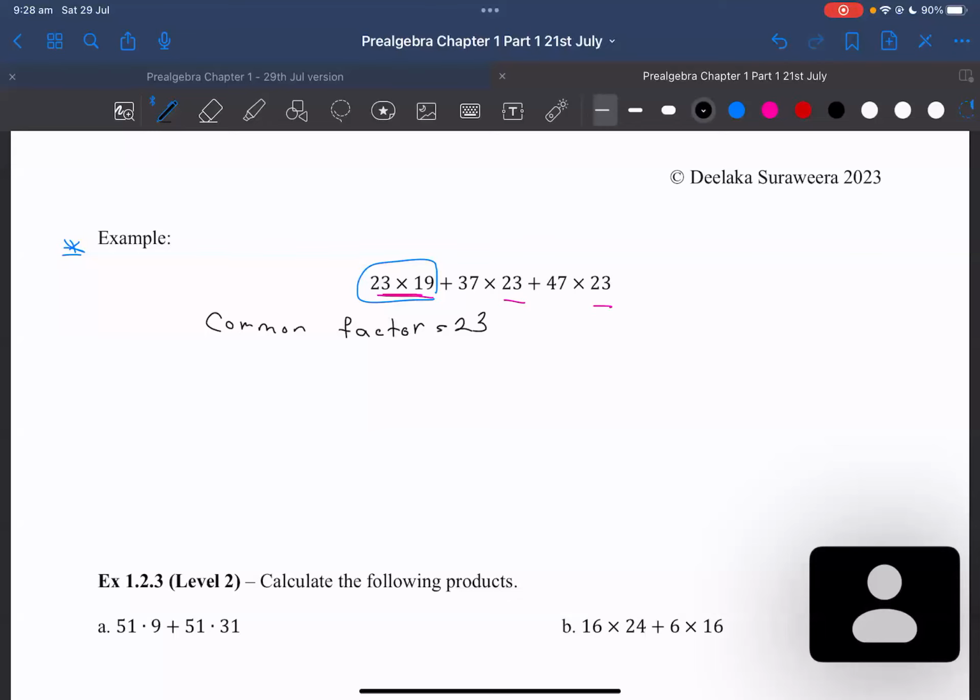Is it 58 plus 7? How did you get that? Because I did 19 plus 37, 23 plus 47. 23 is the factor you take out, that's on the outside.